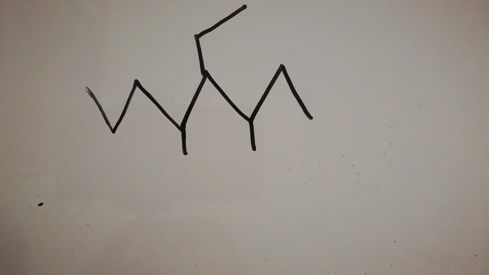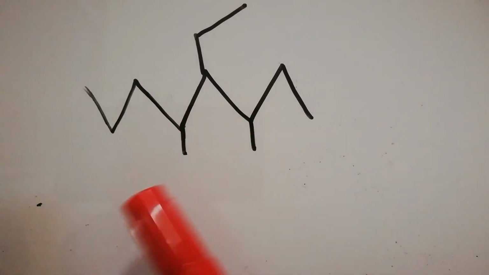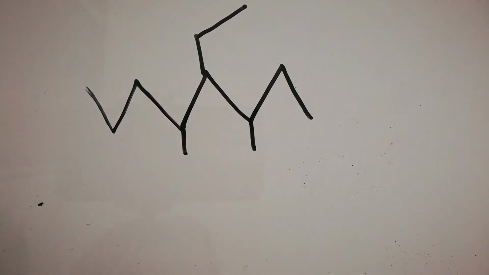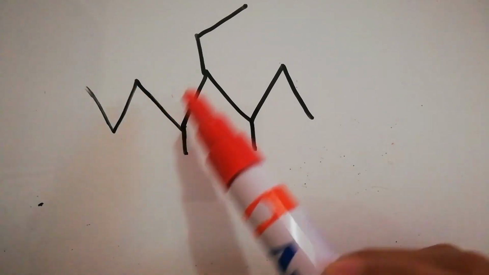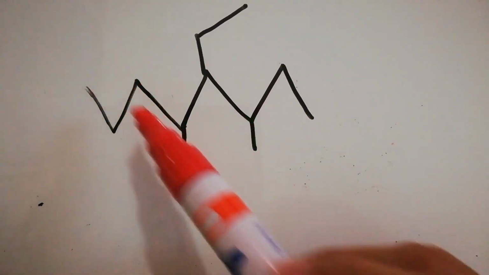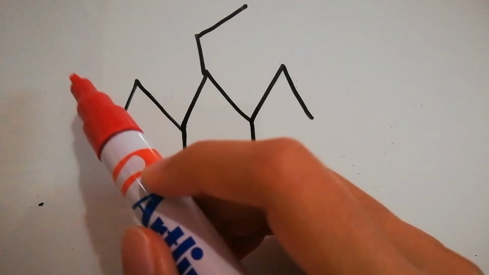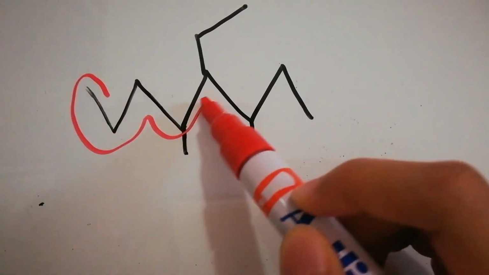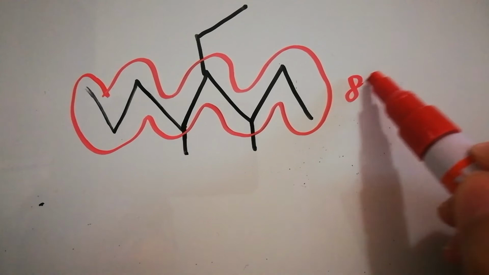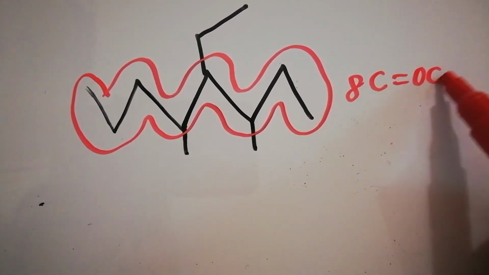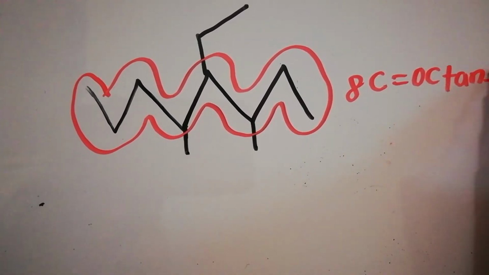The last example is a skeletal structure. So the first step is we need to find the longest chain. So the longest chain is 1, 2, 3, 4, 5, 6, 7, 8. So this is the longest chain. 8 carbon equals octane.